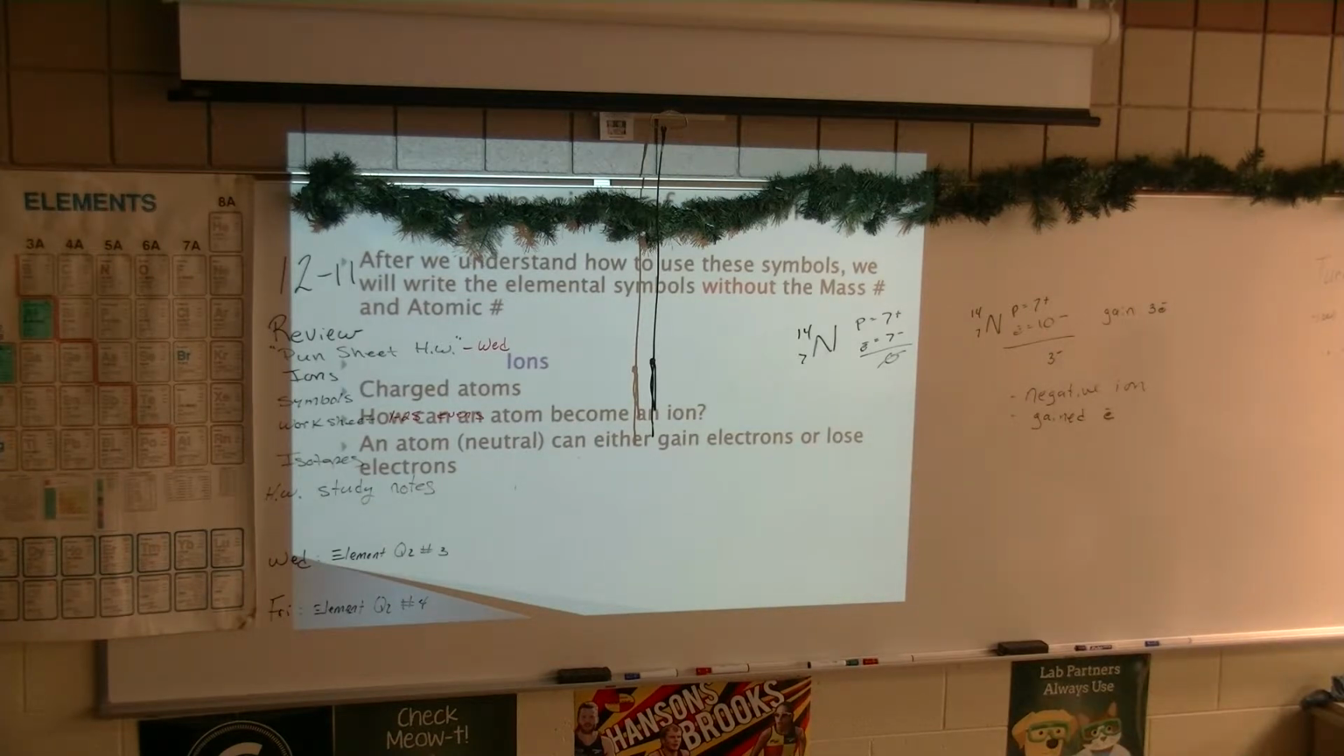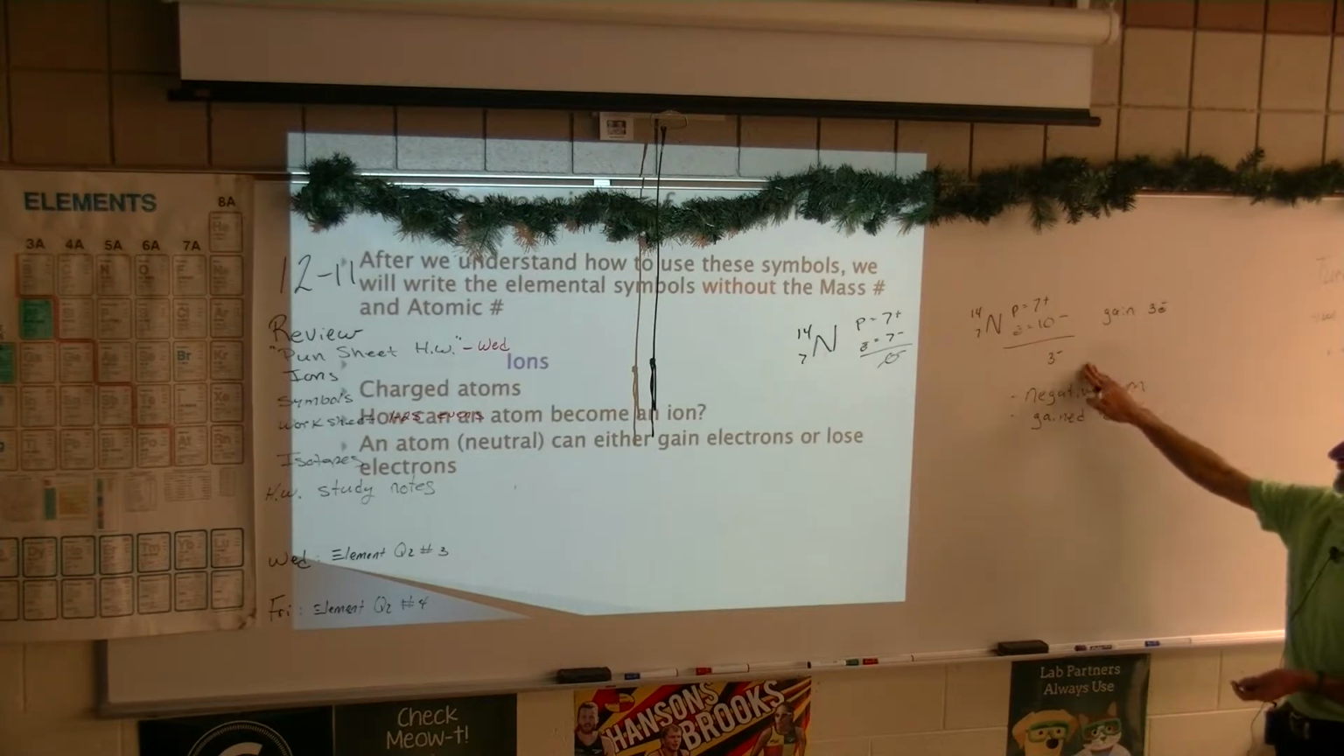So if you're neutral, we have the same number of each. If I gain a negative, I become negative. I kind of think of attitude, right? On some days, I'm kosher, everything's great, and other days, I get a bad attitude. I become a negative person, okay? So electrons are like attitudes. They're negative, okay?